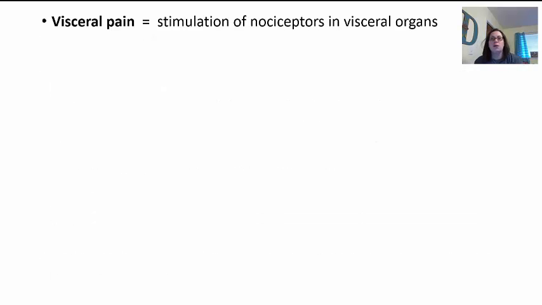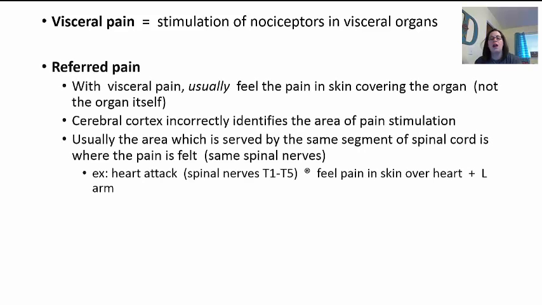We also see that there's what we call visceral pain. Visceral pain is the stimulation of nociceptors of the visceral organs, which are your internal organs like your liver, your heart, your kidneys, your stomach, that sort of thing. And then this brings us to what we call referred pain. You may have heard about referred pain. This is a lot of times with visceral pain, pain of an internal organ. You usually feel the pain on the skin covering that organ, not the actual organ itself. You're not actually registering that your liver hurts or your heart hurts. Okay, it's going to be the skin around that area that you actually kind of feel the pain.